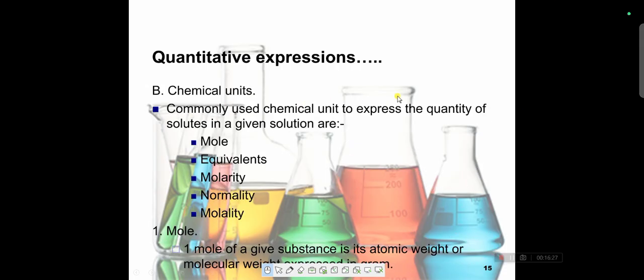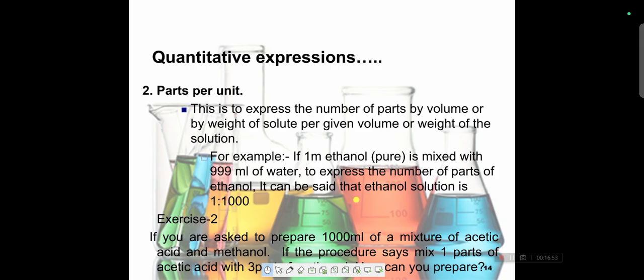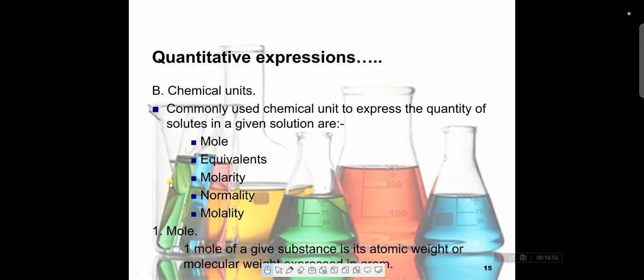Next is the chemical units. The commonly used chemical units for expressing the quantity of solutes in a given solution can be expressed as mole, equivalence, molarity, normality and molality. Now what is mole? 1 mole of a given substance is its atomic weight or molecular weight expressed in grams. So if you are saying 1 mole, for example, 1 mole of ethanol, right?